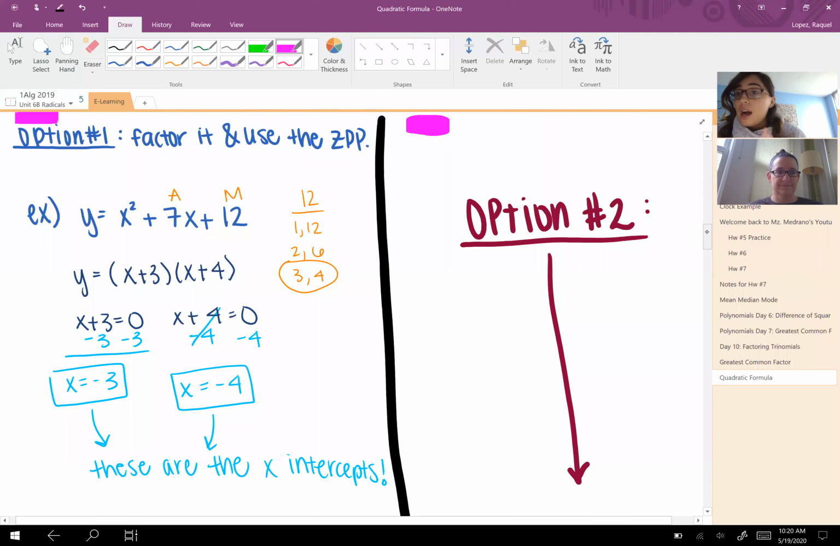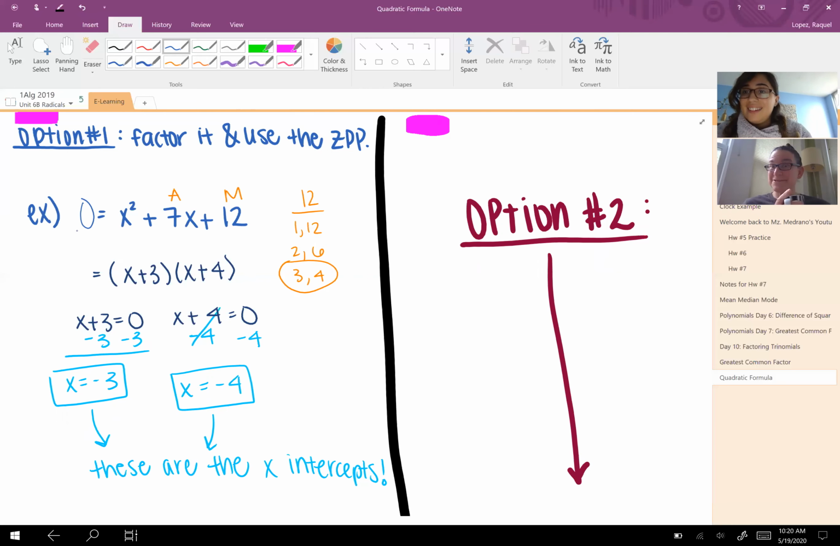So we've got two options when we run into this issue that Ms. Gilroy just brought up. Option one is to factor your equation and use the zero product property. So an example would be if I have an equation, y equals x squared plus 7x plus 12. If I want to factor it, the first thing I want to do is make sure that my equation is set equal to 0, because we're looking for those x-intercepts.